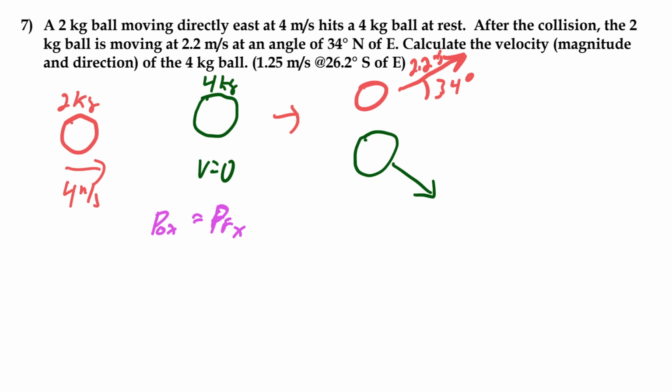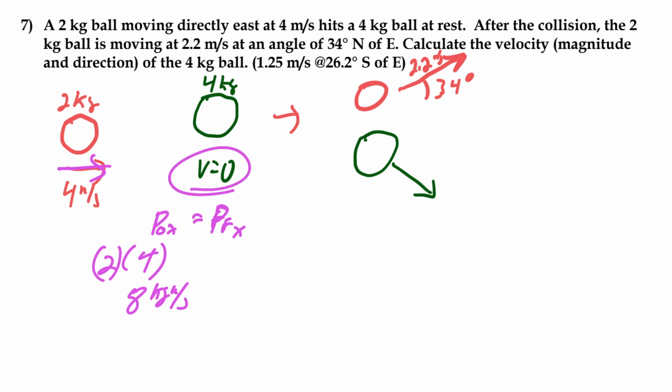So notice that the red ball is moving completely horizontal. So all its momentum is going to be horizontal. So 2 times 4. So that means the starting momentum of this is 8. This ball is starting from rest, so it has no starting momentum. So the starting momentum of both is going to be 8.